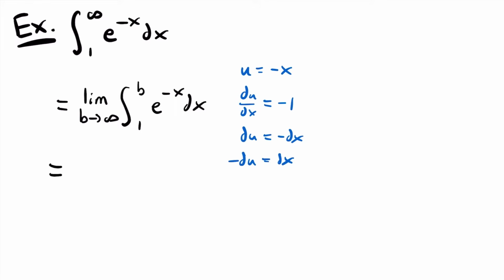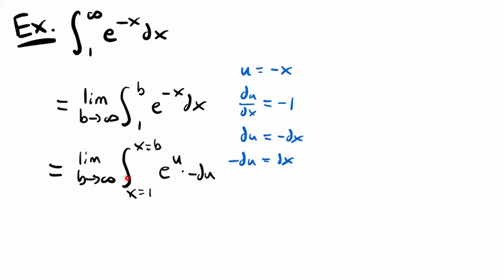So we'll have that this is equal to the limit as b approaches infinity, and that will be of the integral from x equals 1 to x equals b of e to the power of u times negative du, right? We replaced negative x with u because that's what we set it equal to, and we replaced dx with negative du because that's what we found that was equal to. Now I wrote our bounds of integration as x equals because I want you to remember that these are values of x and not values of u. We will integrate in terms of u and then write our answer back in terms of x.